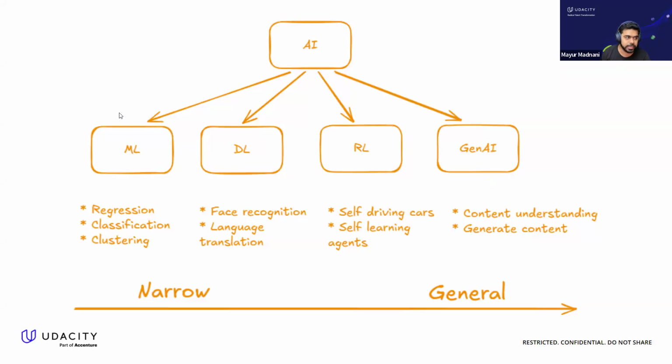Now, coming to a broad description of what AI is. You have different fields like machine learning, deep learning, reinforcement learning, and generative AI, which is the newer side of AI as we see it.